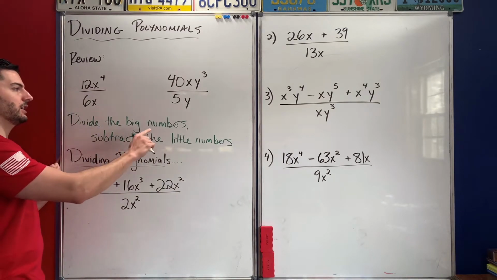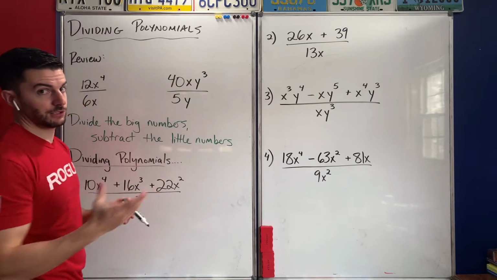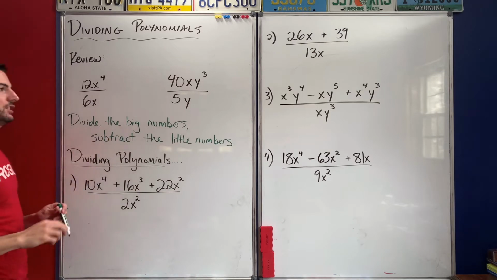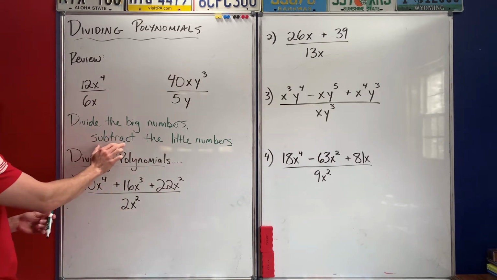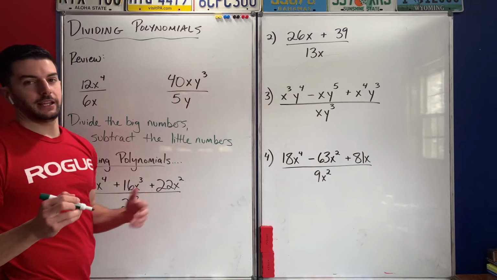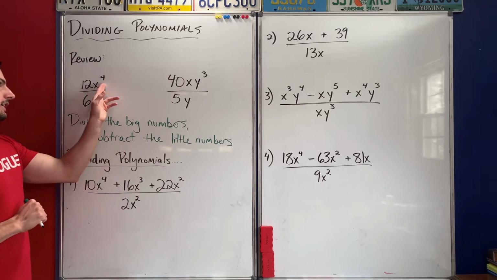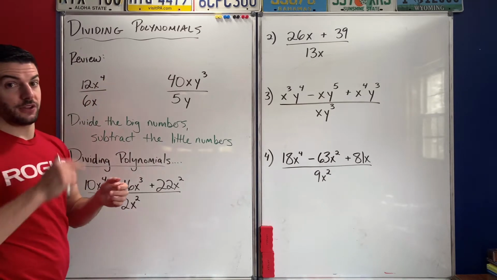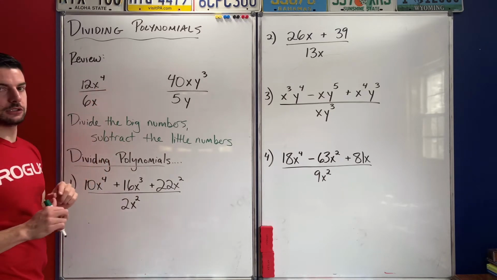You say divide the big numbers, and that would be these coefficients. Okay, these coefficients, these numbers in front of the variable, we actually divide those numbers like normal. But then our exponent rule says that we subtract the little numbers, or those would be the exponents. So whenever we're dividing, there's a variable with an exponent on the top and on the bottom, the shortcut is to subtract those little numbers, right?